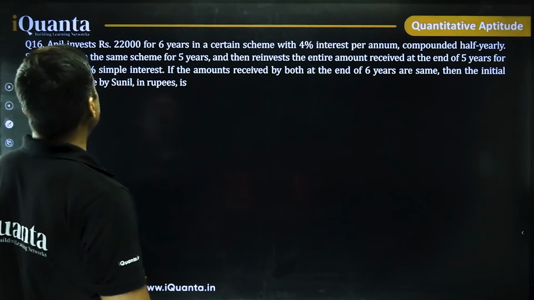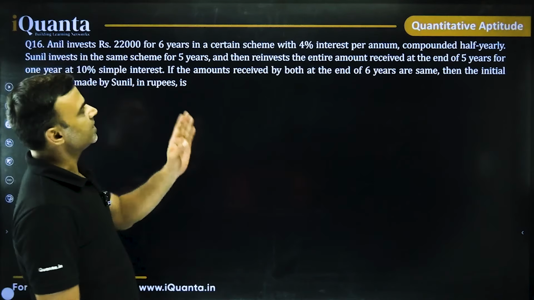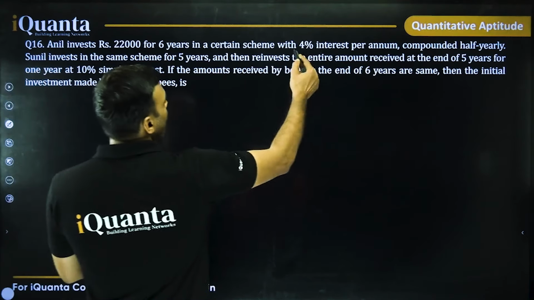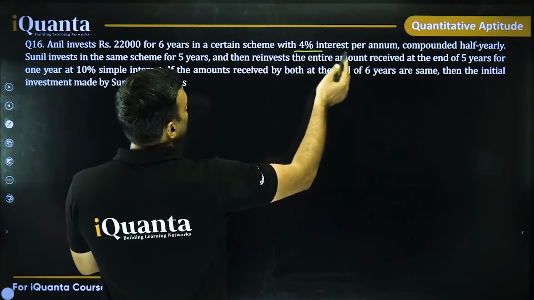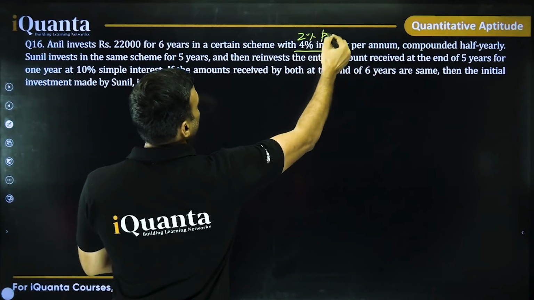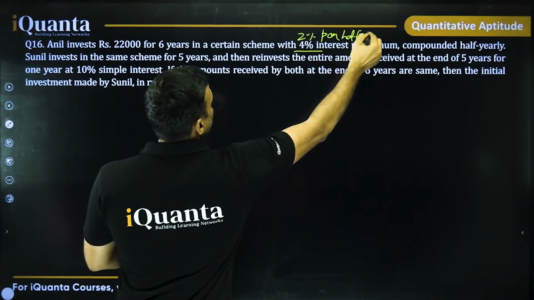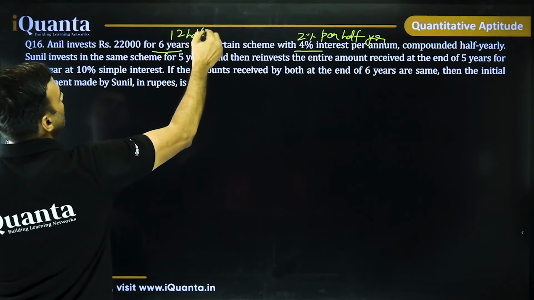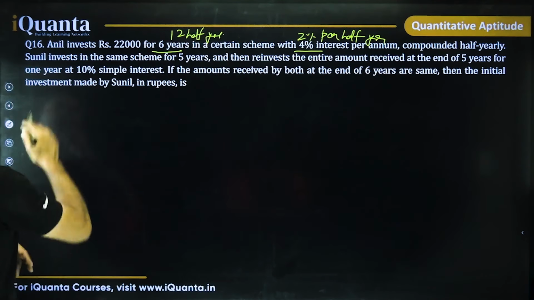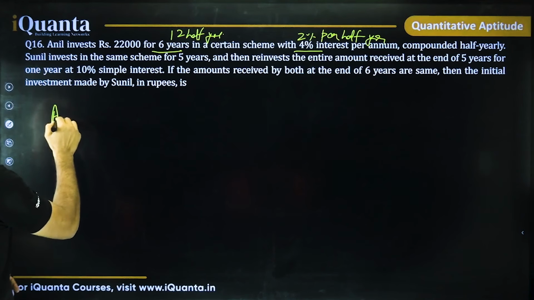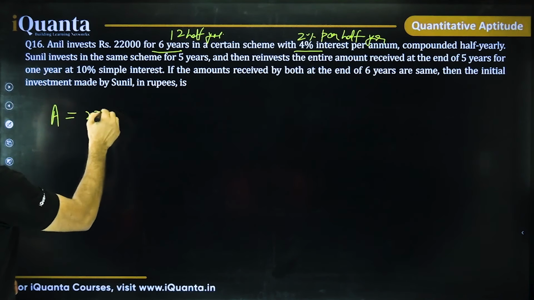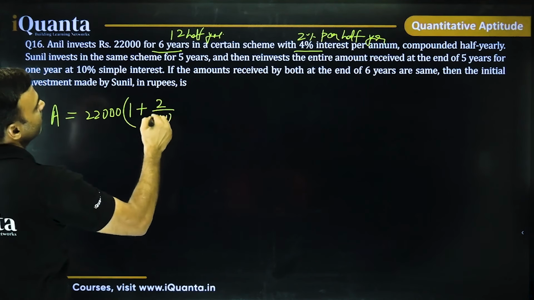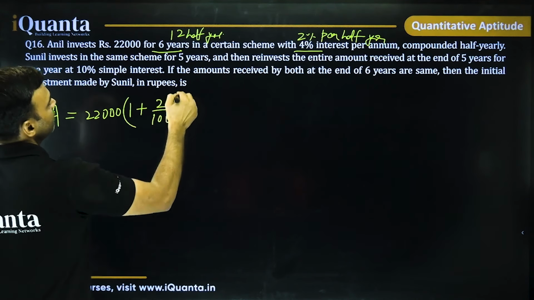The question says Anil invests rupees 22,000 for 6 years in a certain scheme with 4% interest per annum, compounded half yearly. Oh, so 4% rate, compounded half yearly would mean 2% per half year. Okay. And 6 years would mean 12 half years. Oh, so that means the amount received by Anil would be equal to principal amount 22,000 into (1 plus rate 2 divided by 100) to the power 12. Don't solve it. To the power 12.